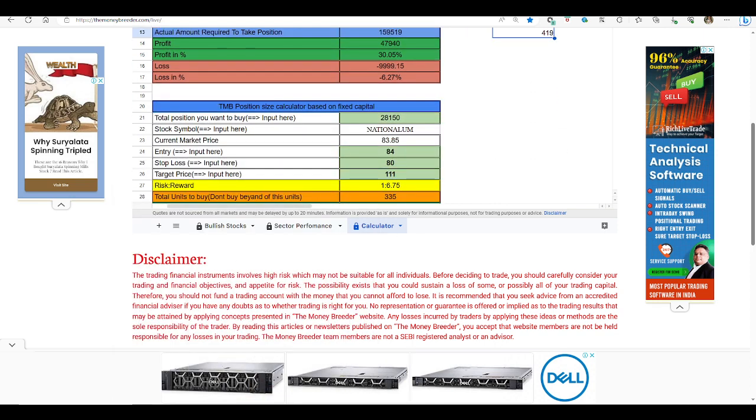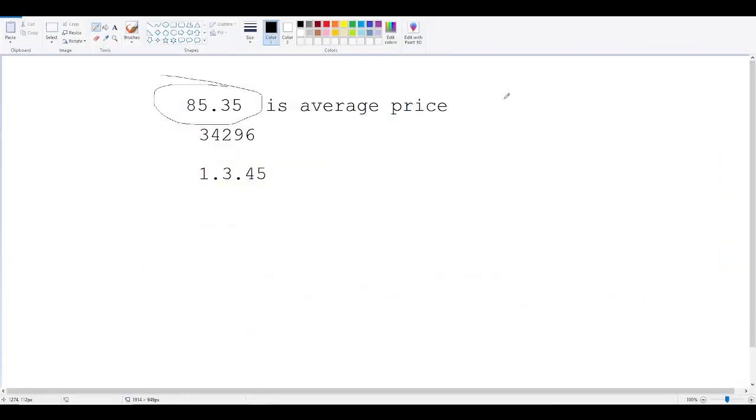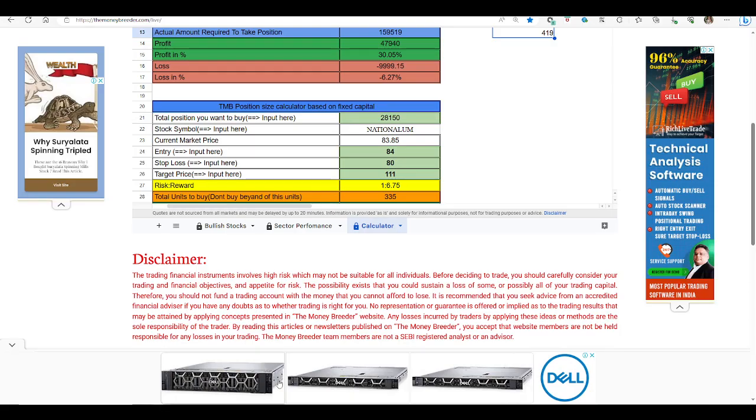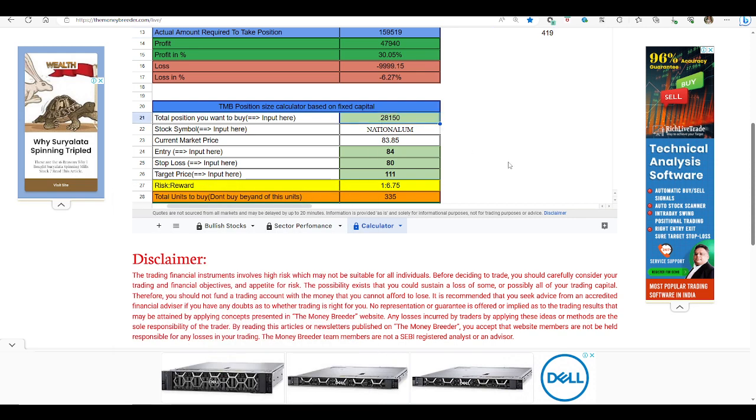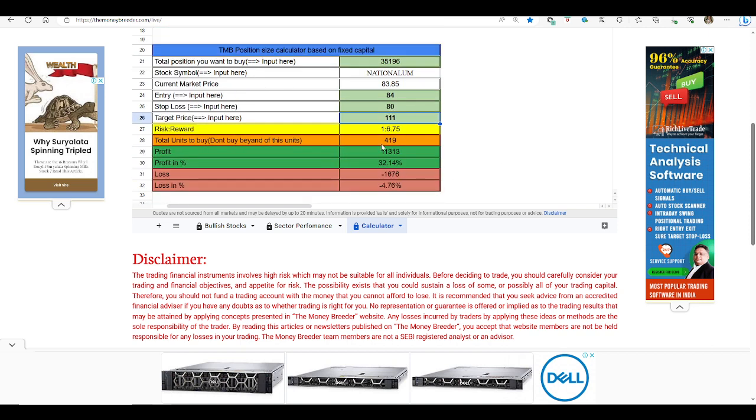From the 1 lakh rupees capital, the leftover capital I was talking about, 1 lakh rupees we were having in the reserve, from this, how much am I going to use? 35,196. Let us fill here: 35,196 I want to use. What is the current market entry? 84. Stop loss is that one only. Target price is the same thing. How many units? We are going to get 419 units.